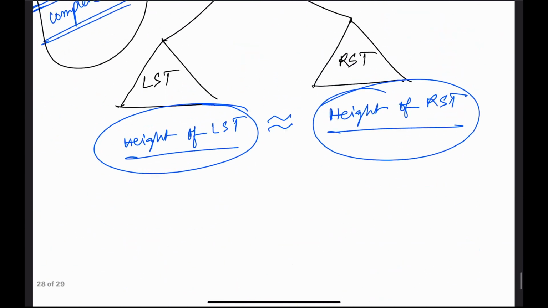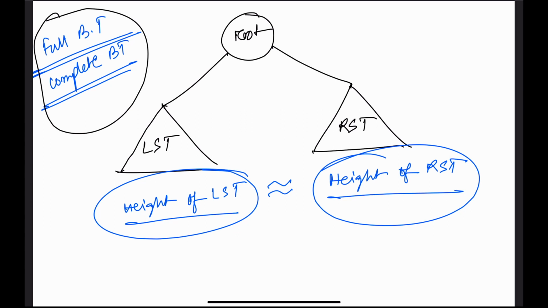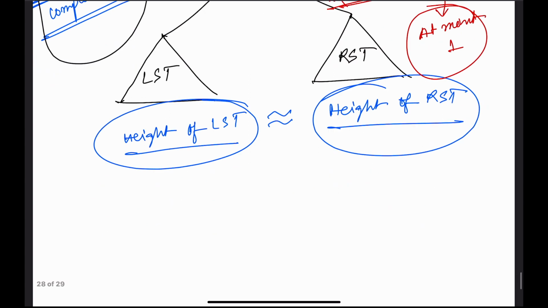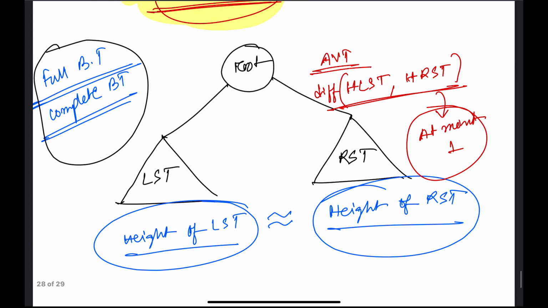Now, an AVL tree is a binary search tree where the difference between the height of the left subtree and the height of the right subtree of any node is at most 1. This is the definition. The difference could be -1, 0 or +1. By the way, this difference is actually called the balance factor. You need to know what the balance factor is.